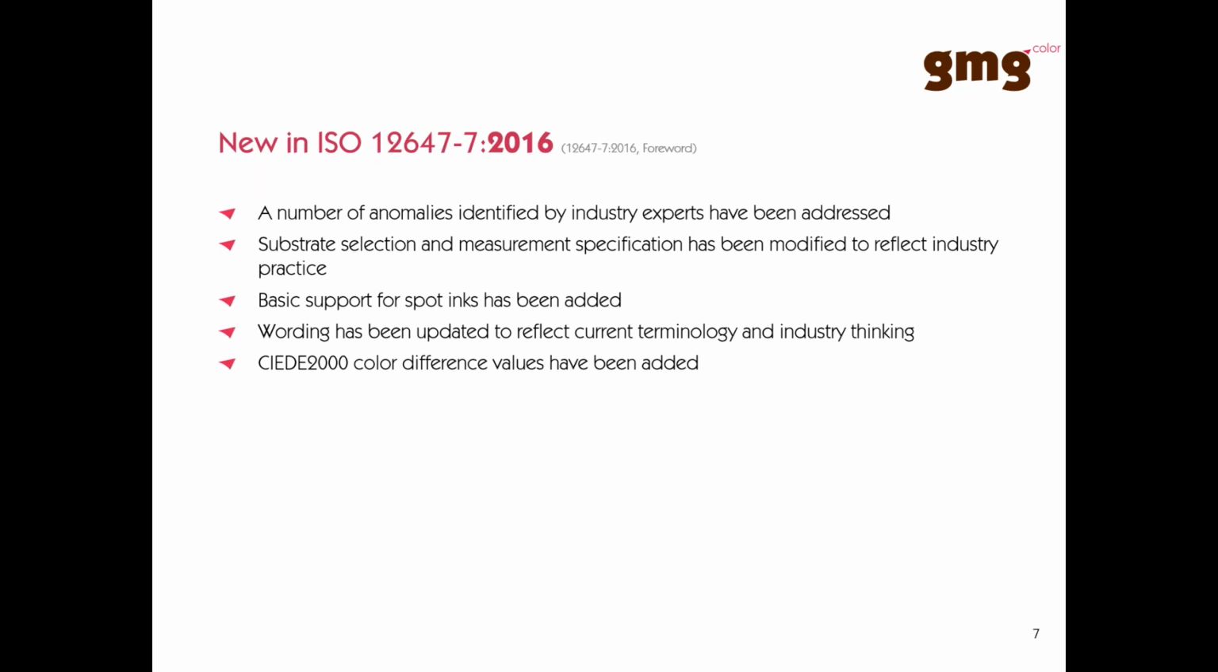The foreword of the ISO 12647-7 contains an overview of all relevant changes. Some smaller inconsistencies had been addressed. Substrate and measurement specifications had been adapted to industry-relevant criteria, e.g. the revision of ISO 13655 of 2009 for measurement technology had been considered. Then we have a first basic support for spot colors. That's still far away from a standard that considers spot colors comprehensively, but it's a first step. We have terminology and wording that has been updated, and the most important change, the CIE delta E 2000 color difference formula had been added.